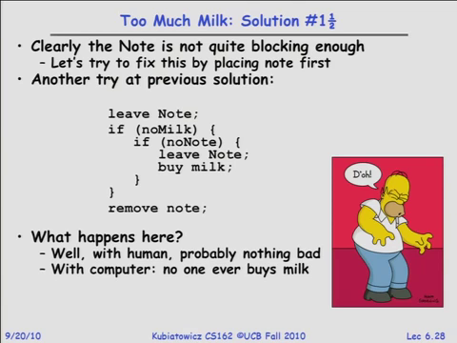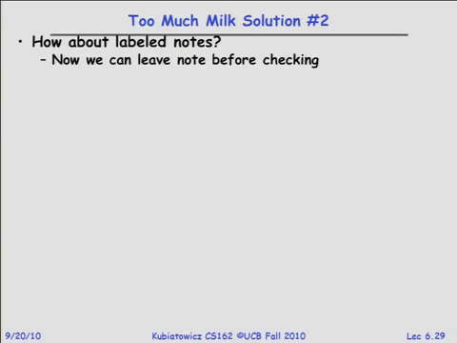Okay, so let's try multiple notes. So we label the notes, okay? You get green and your roommate gets blue or something. And now we leave a note before checking for the roommate's note. Does that sound like something we could do? Okay, so let's try that.